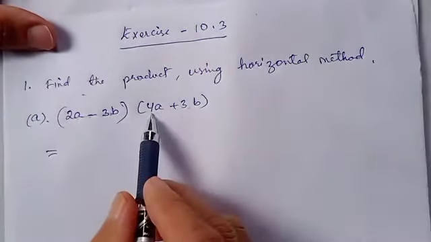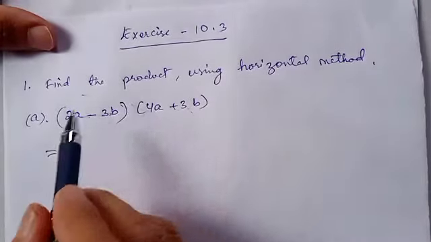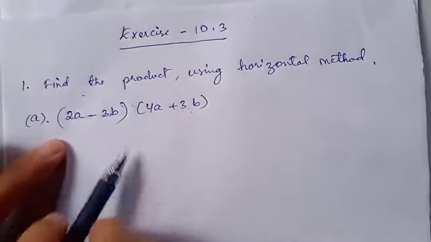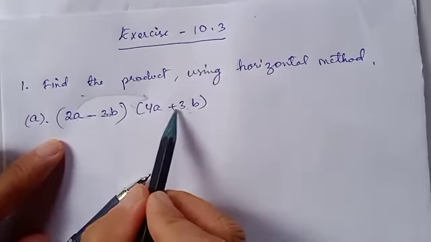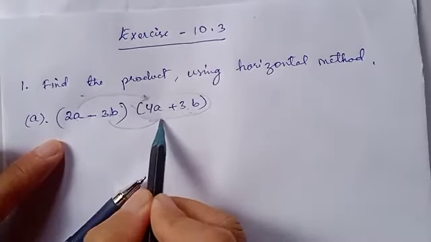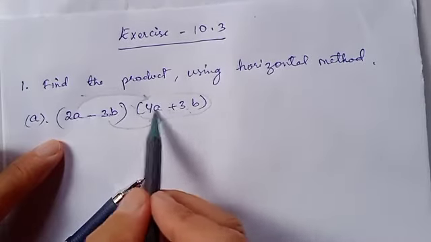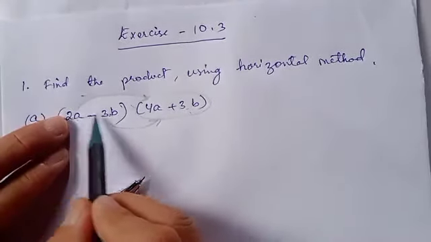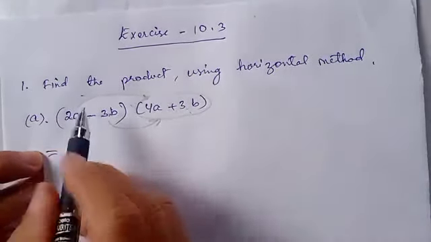Okay, so what should we do? We have to multiply this second binomial by both 2a and 3b. Got it? We have to multiply this binomial by both the terms 2a and 3b. First we'll multiply 2a and 4a plus 3b. Second, we will multiply again minus 3b into the second binomial. Got it? Let's multiply this second binomial by both the terms 2a and 3b turn by turn. Got it? So it will be like this.